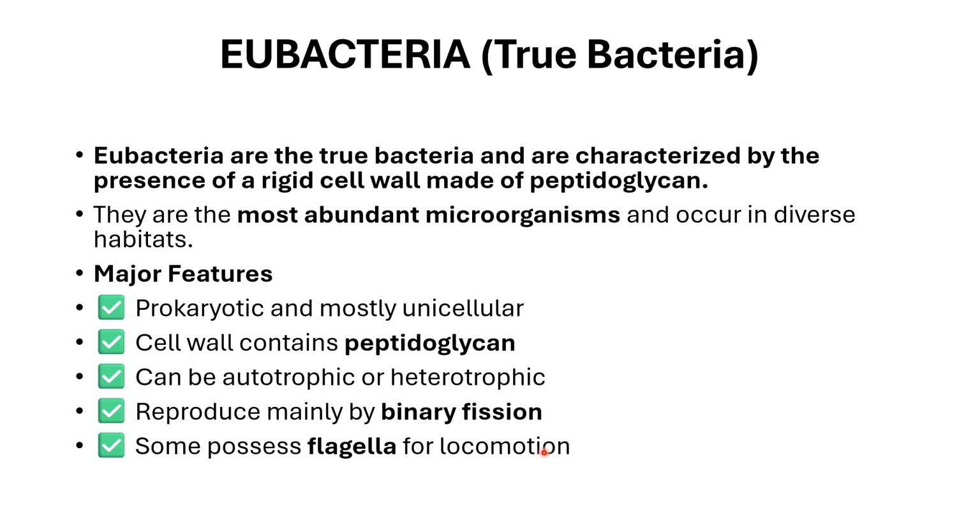Okay. Now, they have a lot of metabolic diversity. That is, they can be autotrophic or heterotrophic. Coming to reproduction of the bacteria, so Eubacteria generally reproduce by binary fission. We'll be learning more about it in a bit. Okay, so most important features, if you see, the presence of the cell wall, flagella for locomotion, and metabolic diversity, that is autotrophic or heterotrophic. Okay. Another important point is eubacteria are the most abundant microorganism.